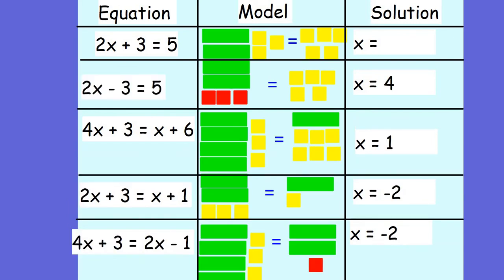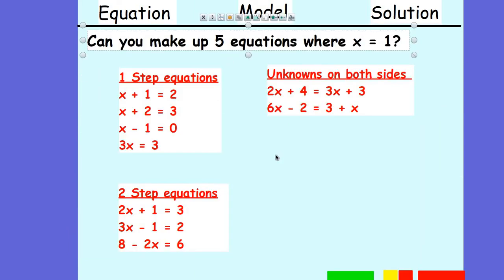And these are the answers I was looking for. Please check your work and see how you did. If you were looking for equations where x was equal to 1, these are the ones I came up with. These were some 1-step equations, some 2-step equations, and some where the unknown was on both sides. There are lots of possible examples. Yours were probably better than mine.